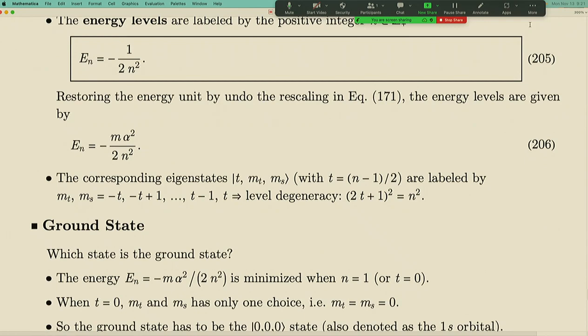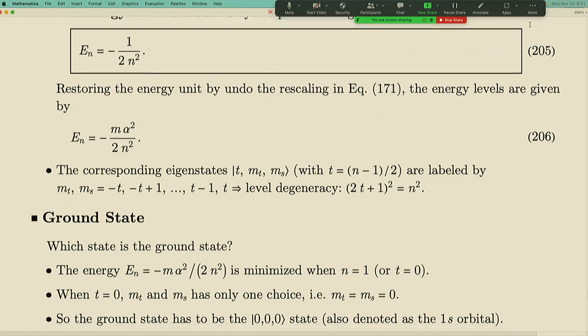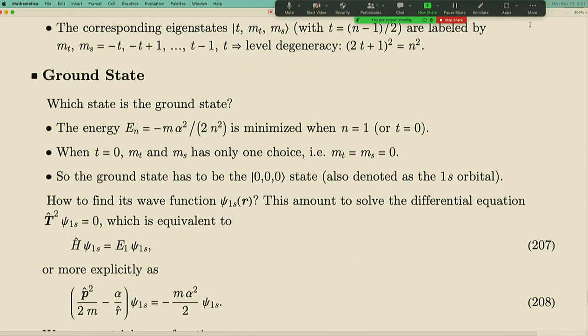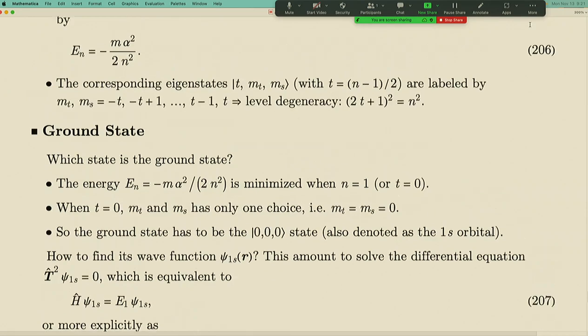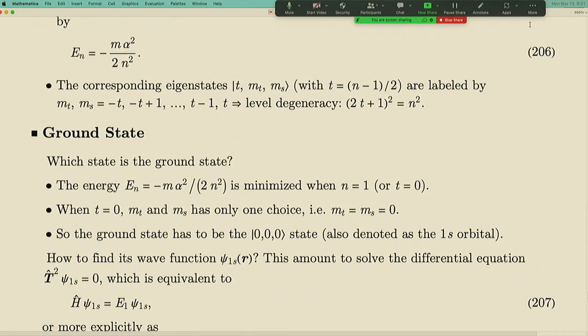The 4 different states, in today's language, are called S wave and P wave. S wave has one state, P wave has 3 states. But it is still very abstract, right? Because for T, maybe one can accept that T is just another way of labeling this principal quantum number, which eventually determines the energy. So the energy level will be determined by 1 over n squared. So it's okay. But what is the physical meaning of this MT and MS?